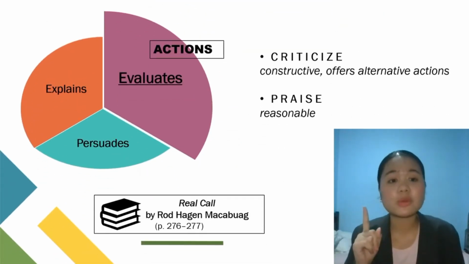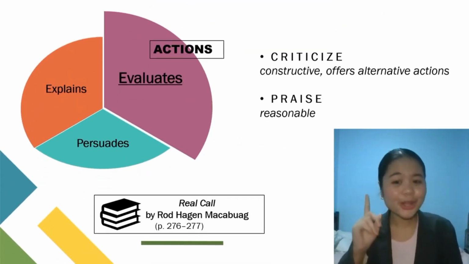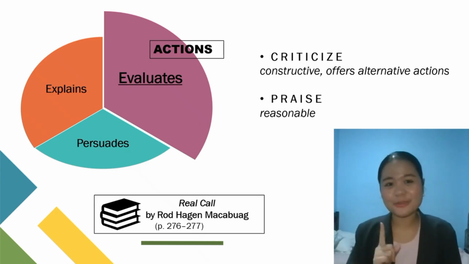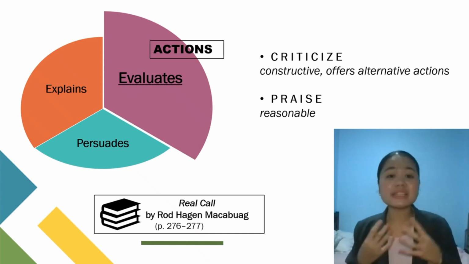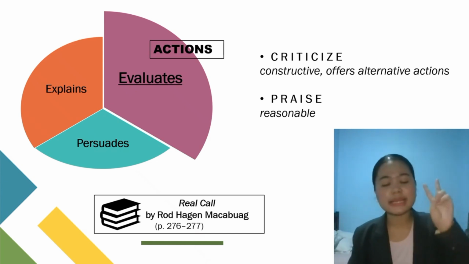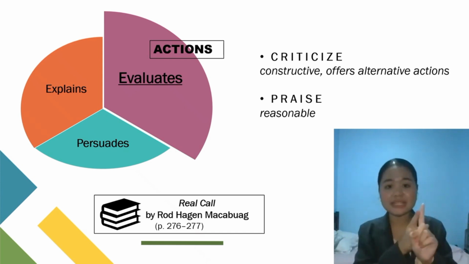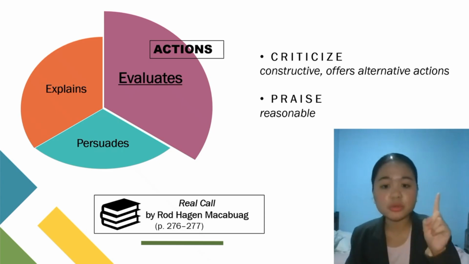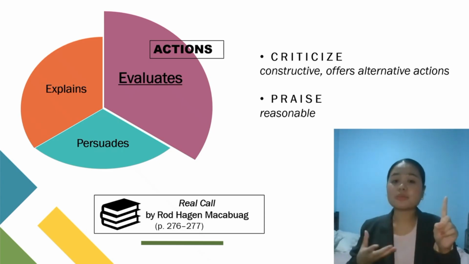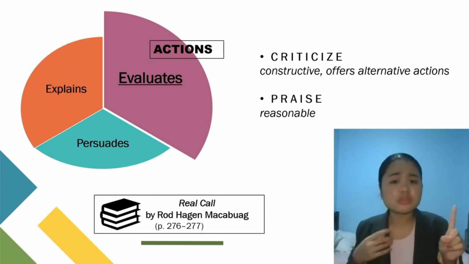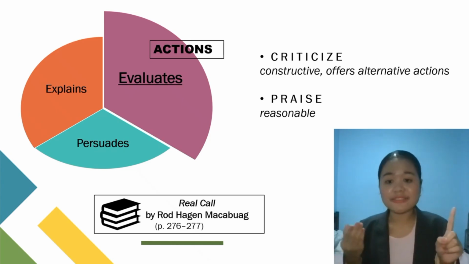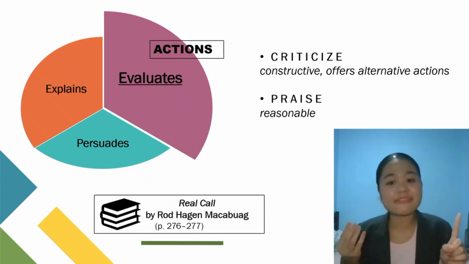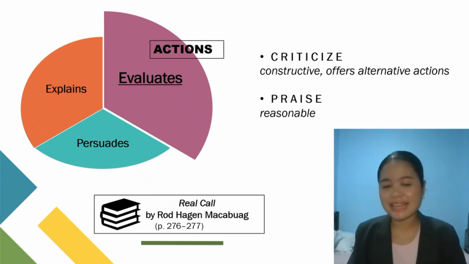First, we begin with the editorial article that evaluates. What does an evaluative editorial article do? Again, we focus on the action, and we can do this in two ways. First is to criticize. Now, when you criticize something, you have to be constructive, meaning you don't just point out what is wrong. You also offer alternative actions to improve whatever it is that you are criticizing.